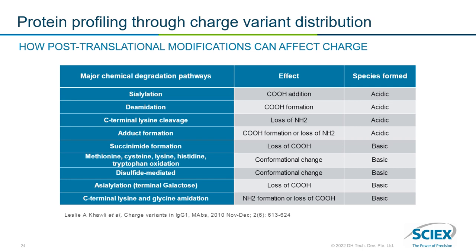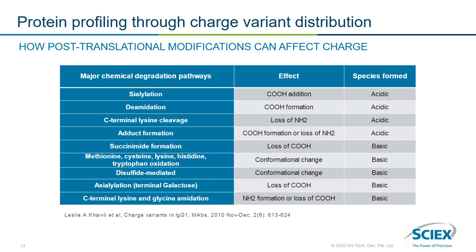Another way to track post-translational modifications is to assess the protein from a global or zoomed-out perspective. Instead of tracking specific quality attributes, we can take our understanding of major chemical degradation pathways, for example, sialylation, deamidation, C-terminal lysine cleavage, or any of the other known degradation pathways, and understand their effect at a molecular level, as well as the impact on the type of product impurity that could be introduced to the process.